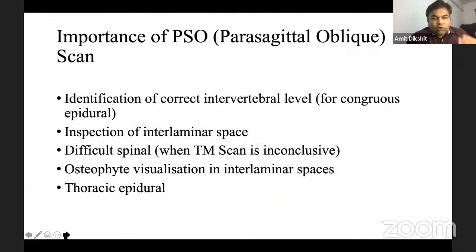So what is the importance of the parasagittal oblique scan? It is a difficult level 3 skill set, but it has its own advantages. Exact correct intervertebral level is important when it comes to epidural, because of congruous epidural placement, inspection of the interlaminar area for presence of osteophyte, and sometimes when the transverse midline scan is just inconclusive. And when it comes to upper thoracic epidural, it is invariably parasagittal oblique.